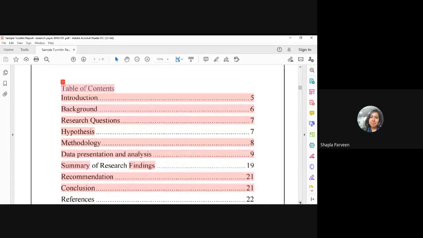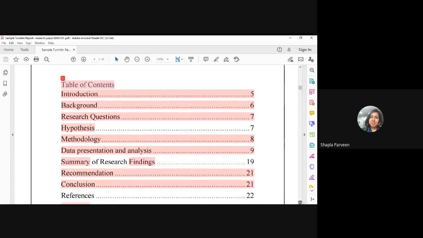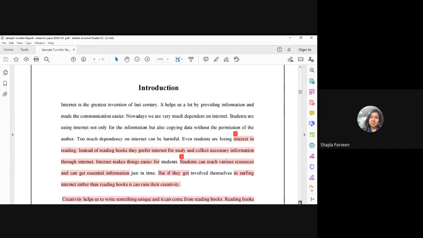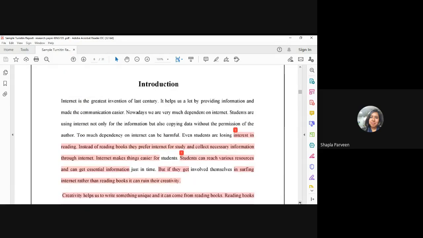Then the table of contents can show similarity because all of you are going to follow the same thing, so this part is still acceptable. And then you've got the introduction. Here, the introduction and background is where similarity can show a lot.